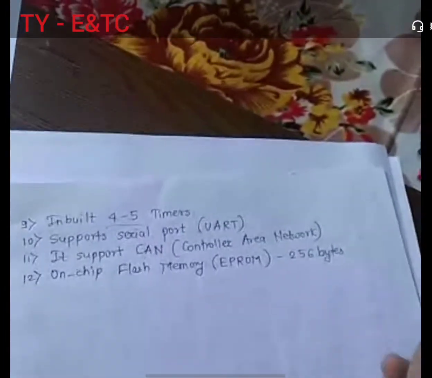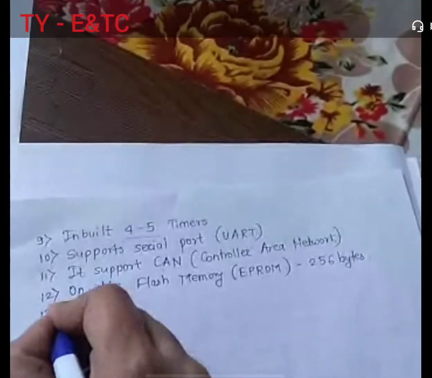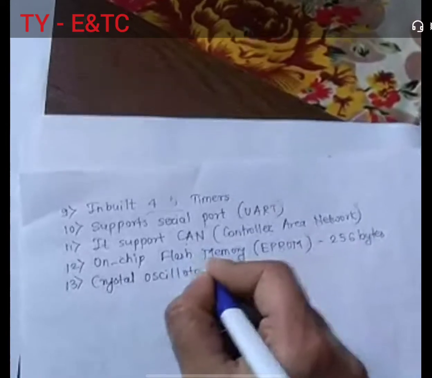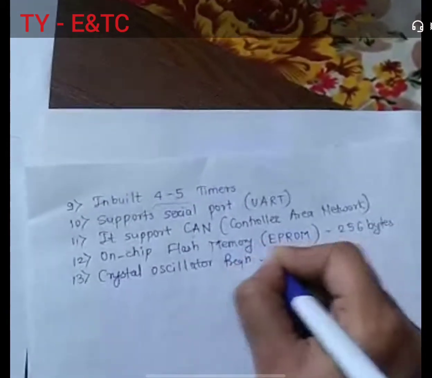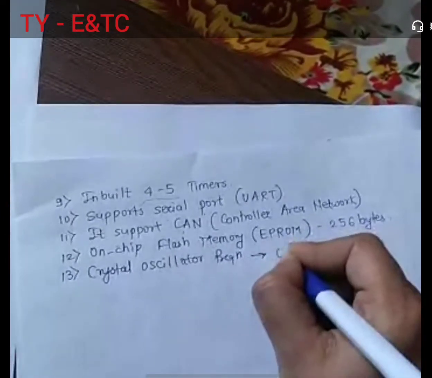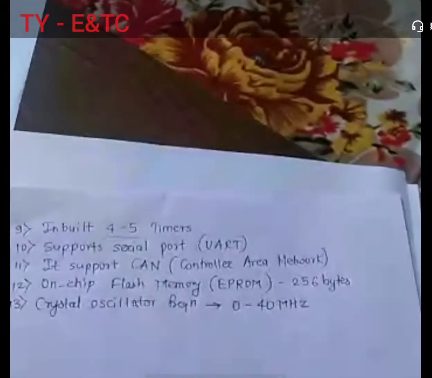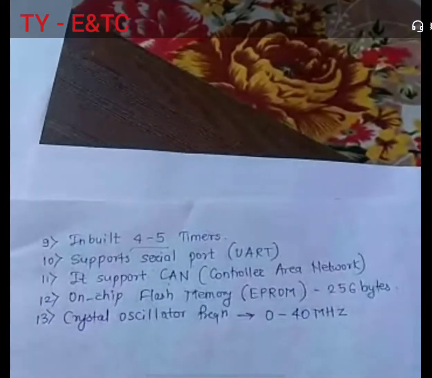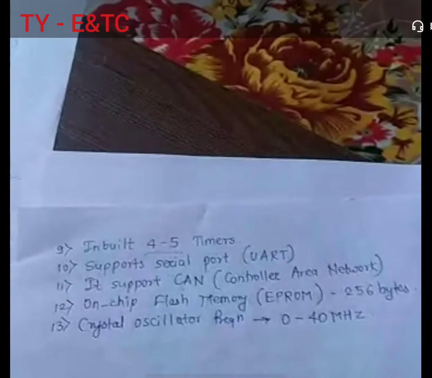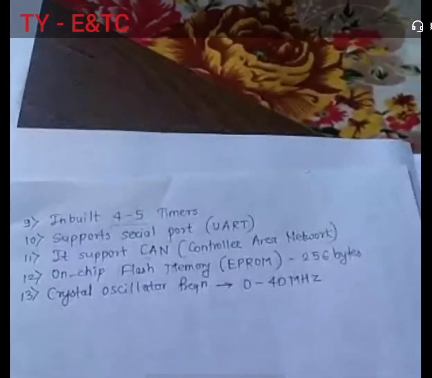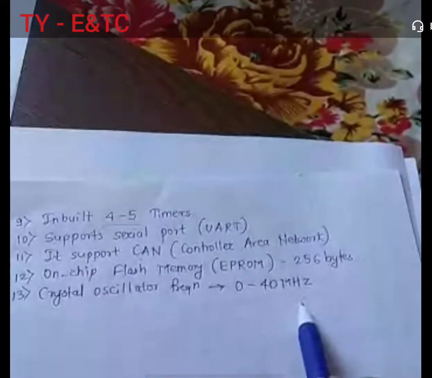Now here also we have a crystal oscillator for generation of the clock. Correct. So your crystal oscillator frequency in PIC microcontroller is 0 to 40 megahertz. Right, 0 to 40 megahertz. In 89C51 we have discussed that MCS 51 families are having a crystal frequency of 12 megahertz, whereas here the frequency is from 0 to 40 megahertz.